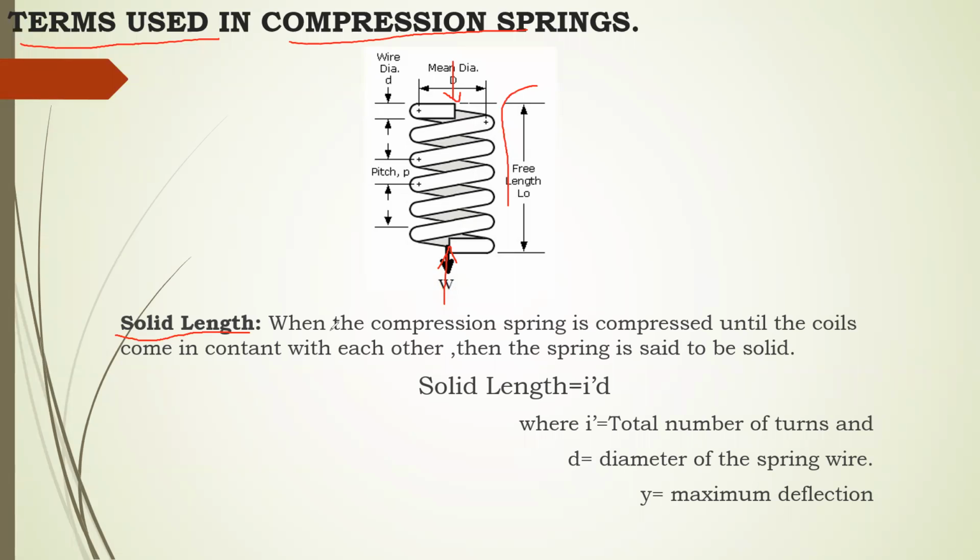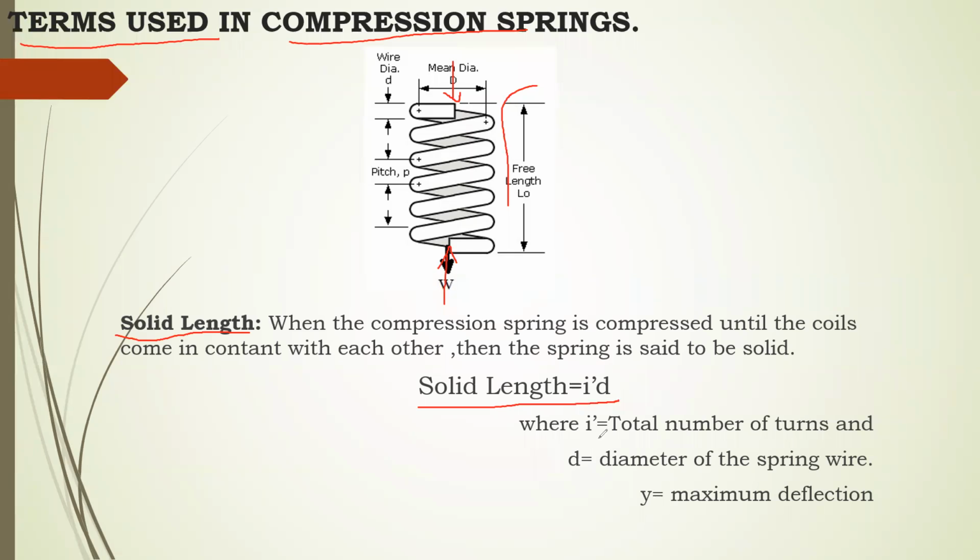What is solid length? When the spring is completely compressed and all the coils come in contact with each other, if you measure the length of that, that is called solid length. Solid length can be measured like this.